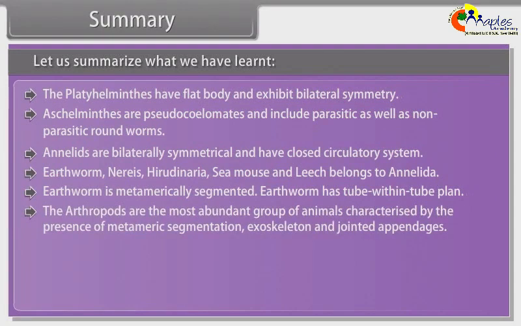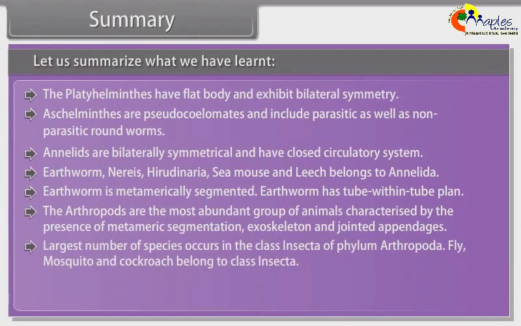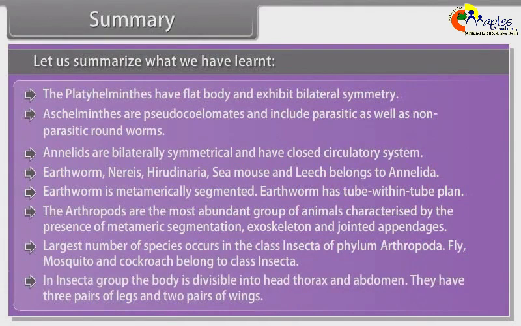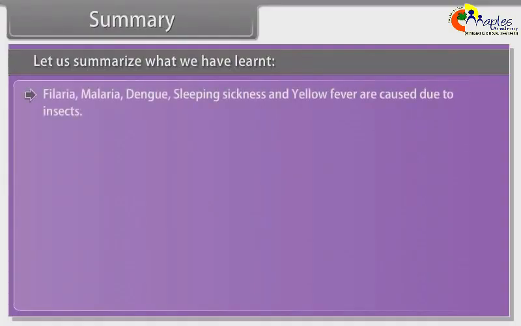The arthropods are the most abundant group of animals, characterized by the presence of metameric segmentation, exoskeleton, and jointed appendages. Largest number of species occurs in the class Insecta of phylum Arthropoda. Fly, mosquito, and cockroach belong to class Insecta. In Insecta, the body is divisible into head, thorax, and abdomen. They have 3 pairs of legs and 2 pairs of wings. Filaria, malaria, dengue, sleeping sickness, and yellow fever are caused by insects.